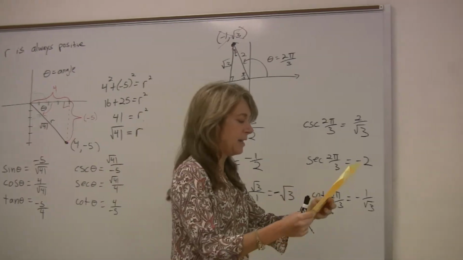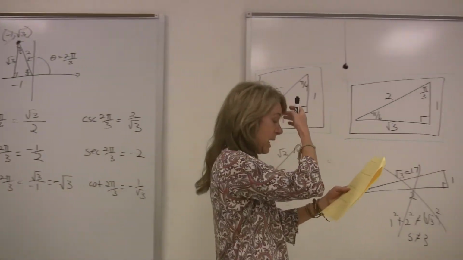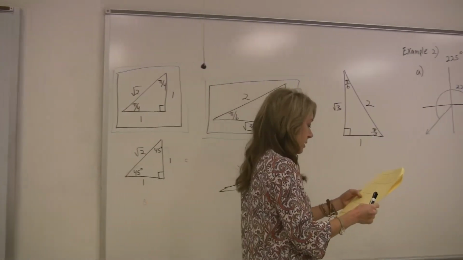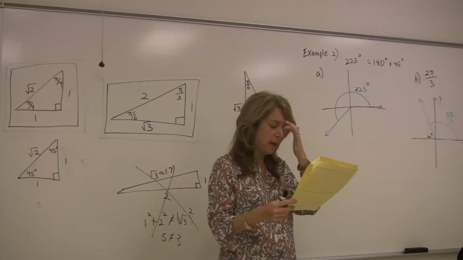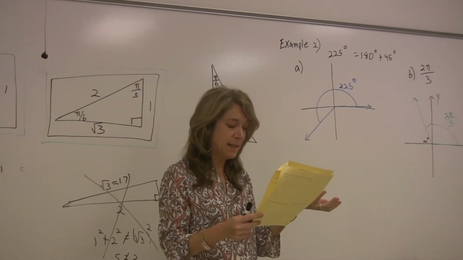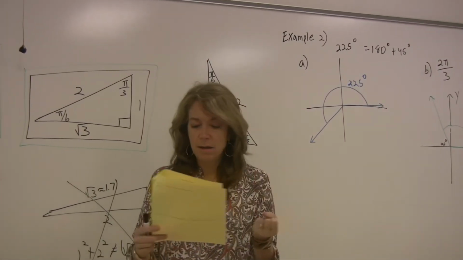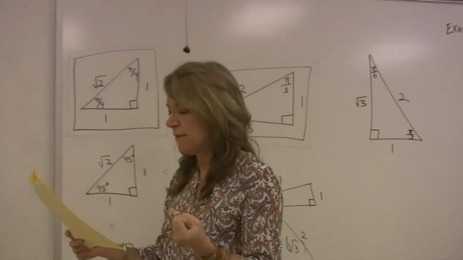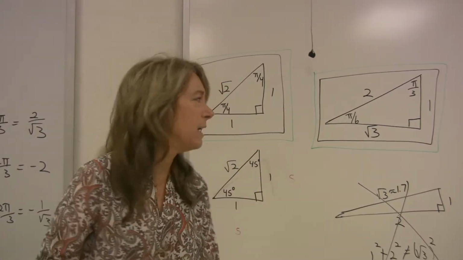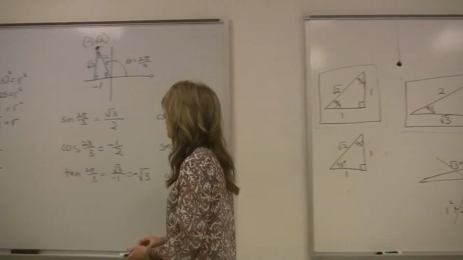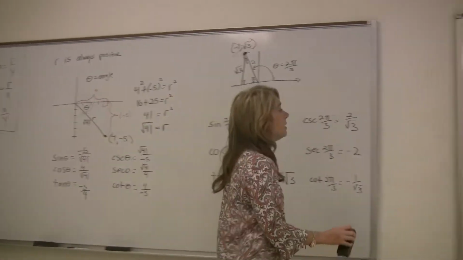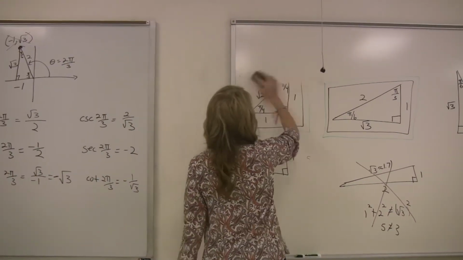Example 5 says the cosine of beta is 2/5, and pi is less than beta is less than 2 pi. Find the values of the 5 other trig functions of beta. Oh, this one got a lot harder all of a sudden. What should I do first?